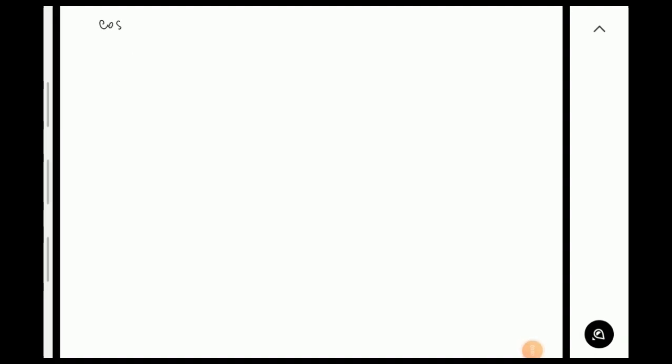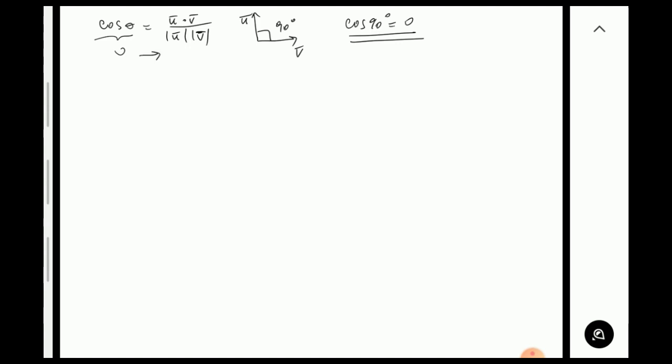All right, so let's write down our formula one more time for the cosine of the angle between the two vectors. So notice that if the two vectors are perpendicular, so if the angle between them is 90 degrees, cosine of 90 degrees is going to be 0. So if the left side is 0, automatically that implies u dot v is equal to 0. All right, so that means we can have a quick way of checking that two vectors are perpendicular.